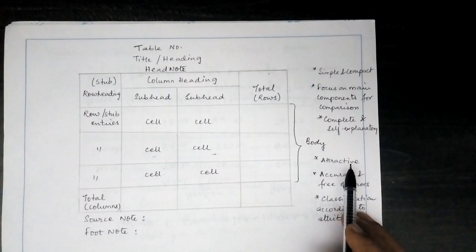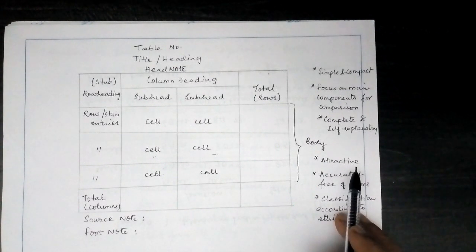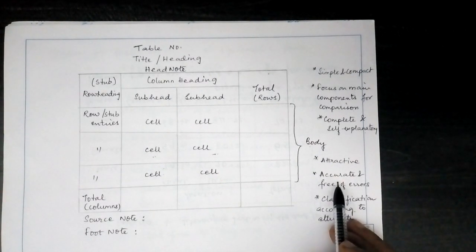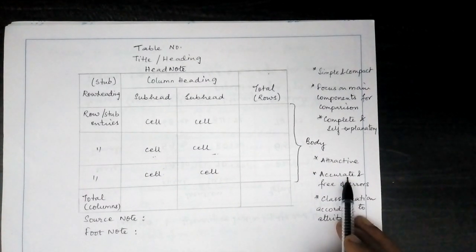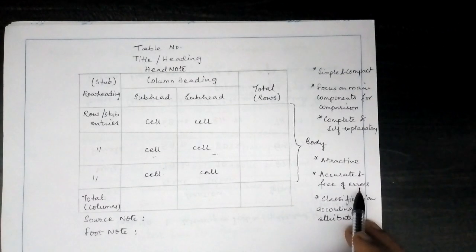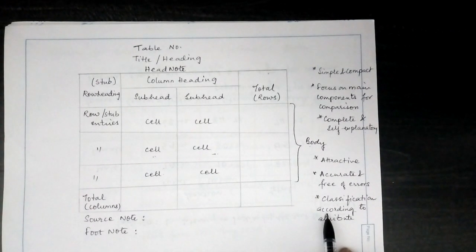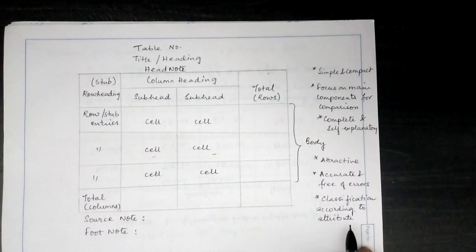Then the table should be attractive, not that it should be decorated, but the moment you see a table, you should be in a position to read it. Then the table should give us accurate values and it should be free of any errors. The classification should be done according to the attributes. So those were the requisites for forming or drawing a good table.